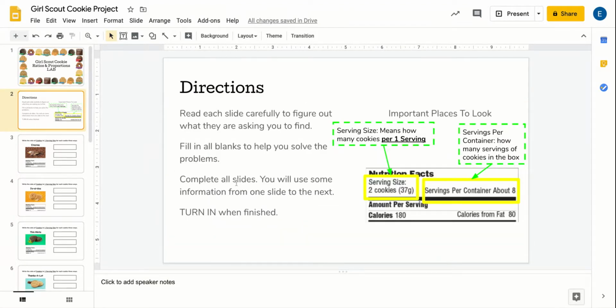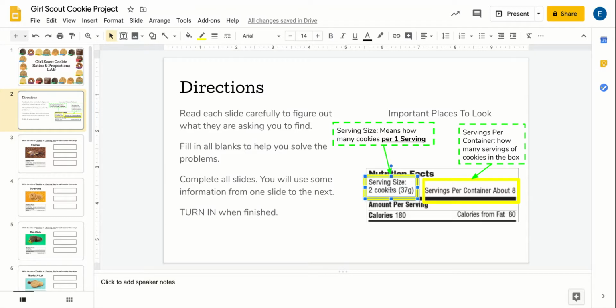So some reminders, you're going to read each slide carefully. You're going to figure out what they're asking. You're filling in blanks, okay? That's what I'm looking for, is that those blanks are filled in. I want you to look at these important places to look. So we're talking about when you get a nutrition facts label on each of these slides.